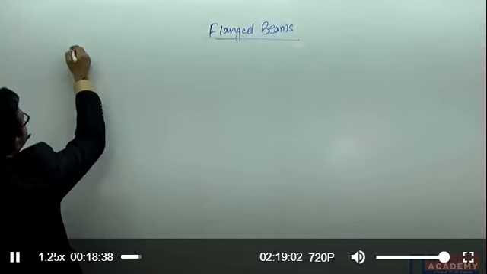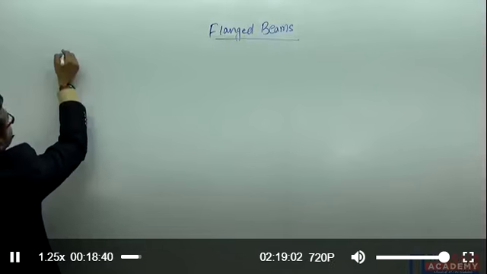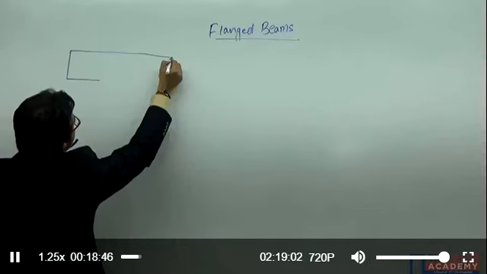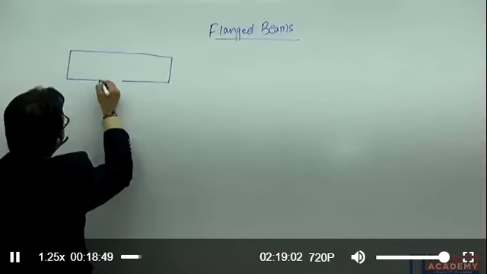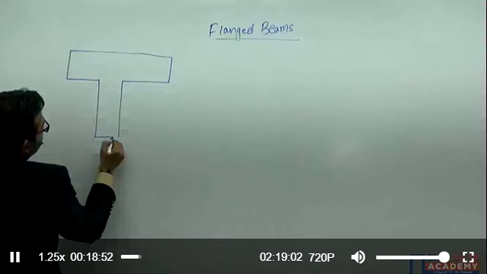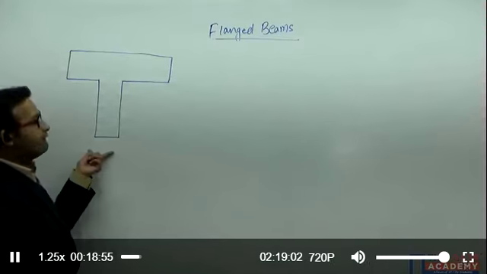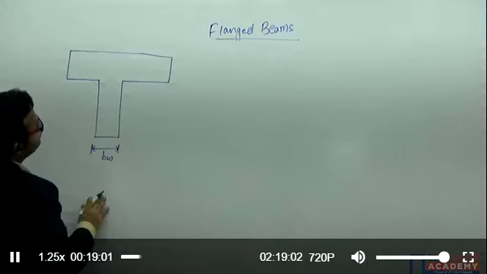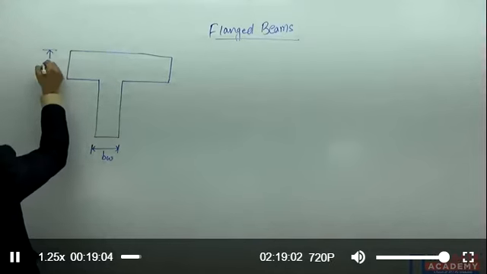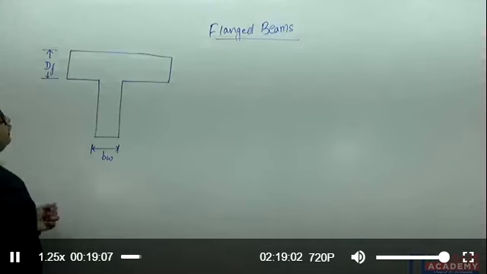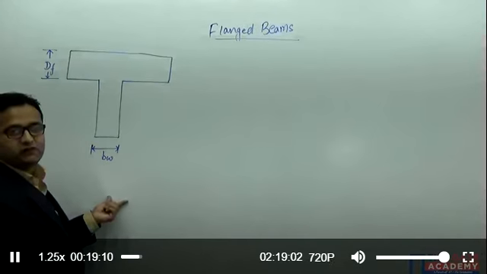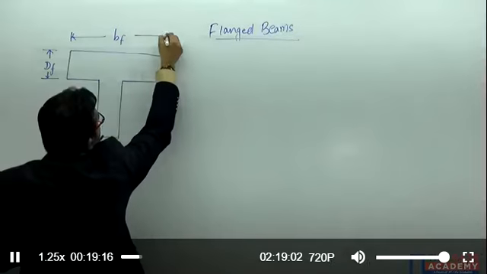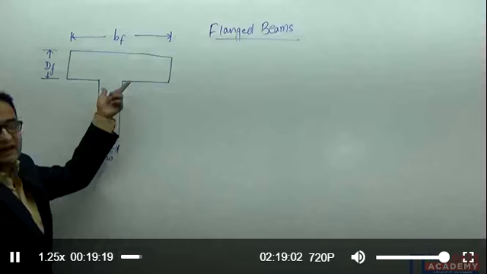Suppose the case number first. Suppose this is your flange beam. The width of the web is bw. The depth of the flange is df. I told you in all the calculations now I will be considering the effective width of the flange. So suppose this is the effective width of the flange bf. This is not your actual width of the flange, it is the effective width of the flange bf.